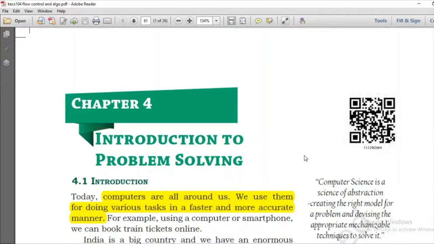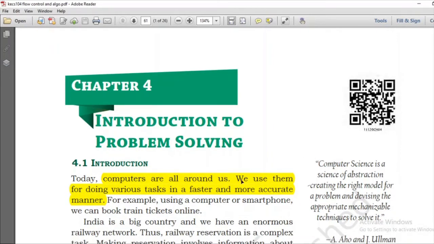Today in computer science, we are going to study chapter 4, Introduction to Problem Solving, from your NCERT book. In this chapter, we are going to discuss what we mean by problem solving, what the steps involved in problem solving are, how to write algorithms, what the different ways are, and much more. So let's begin with the Introduction to Problem Solving.